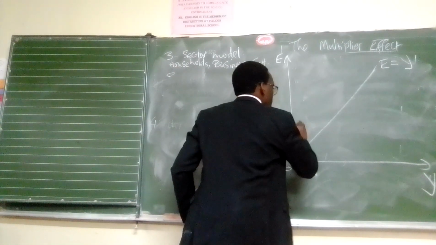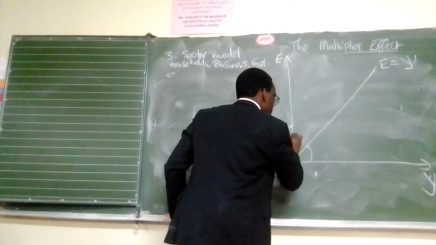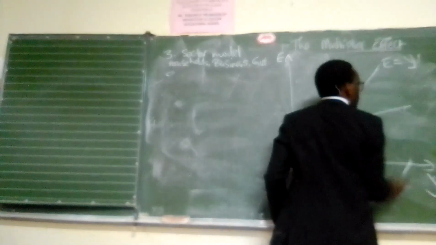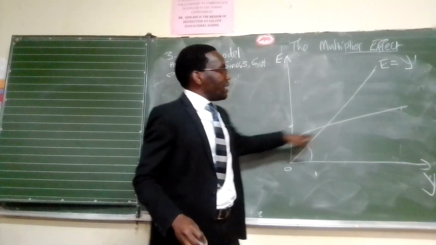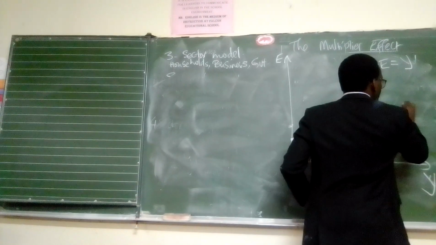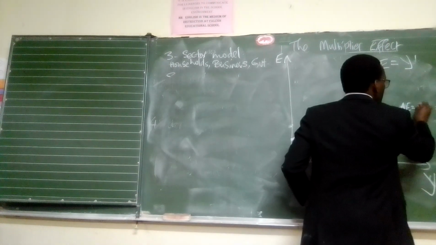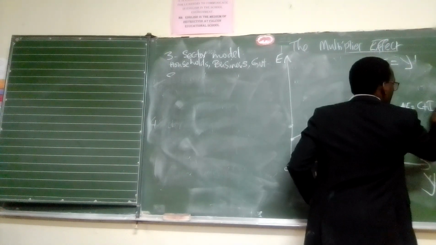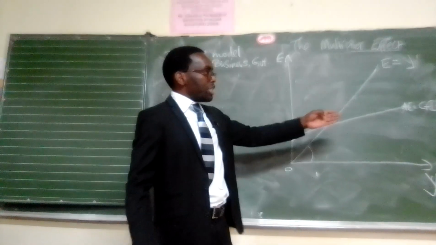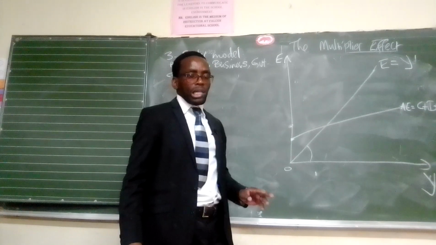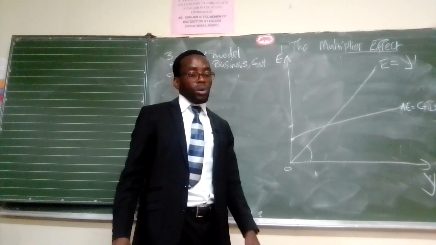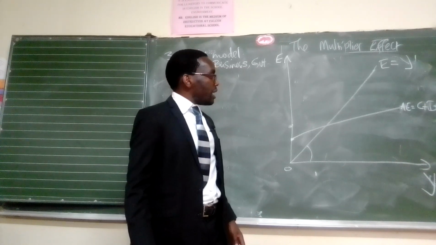Okay, now we have this other point that I just want to illustrate here. This line here that we are going to call aggregate expenditure is equal to our C plus our I plus our G, which is the domestic expenditure: consumption spending by households, investment spending by businesses, and government spending. That's what is going to give us our aggregate expenditure.